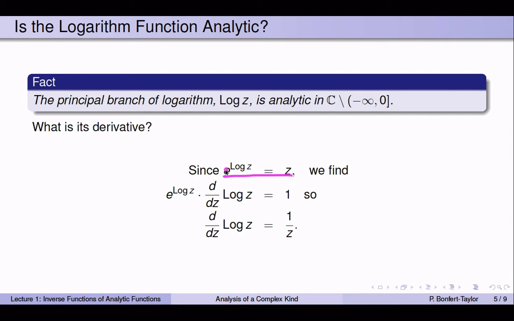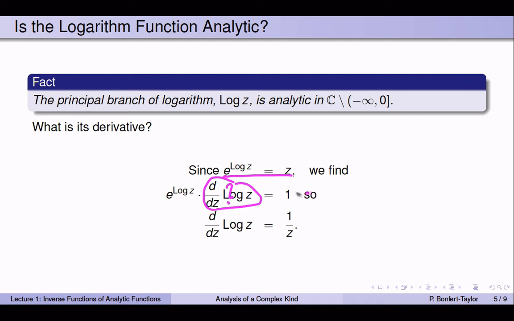What's the derivative of e to the log z? That's a composition of two functions, and we need to apply the chain rule. The derivative is thus the derivative of the exponential function, so e to the log z again, times the derivative of the inside, which is the derivative of log z. We don't know what that is. So that's kind of still our question mark right here.